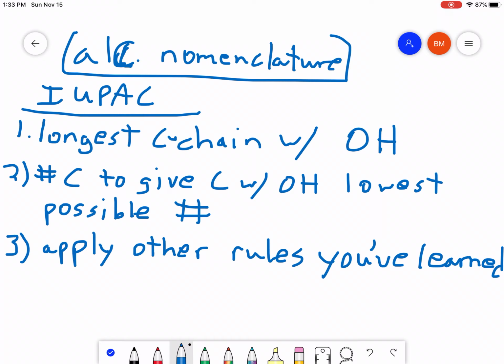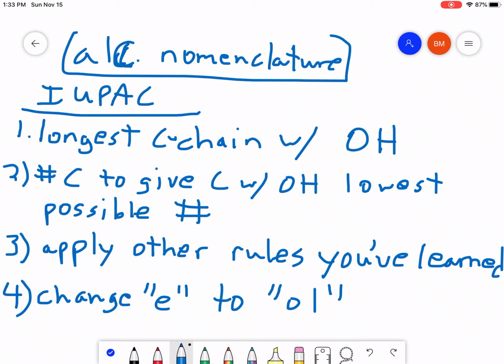All right. Now, one other difference here. When you name the parent chain, you're not going to name this as an alkane. You're going to name it as an alcohol. That's a little bit different. So what you do is you basically write the alkane name. So if the longest carbon chain with OH is 6, you would write hexane. Except you would change the E of hexane to OL. So instead of being hexane, it would be hexanol. All right?